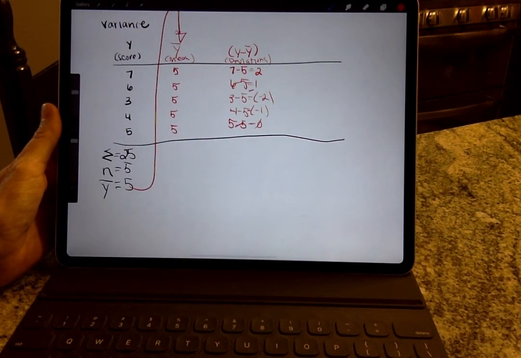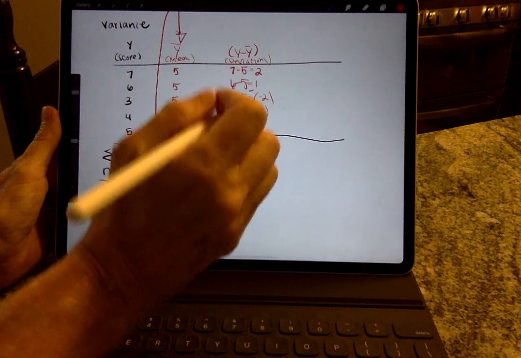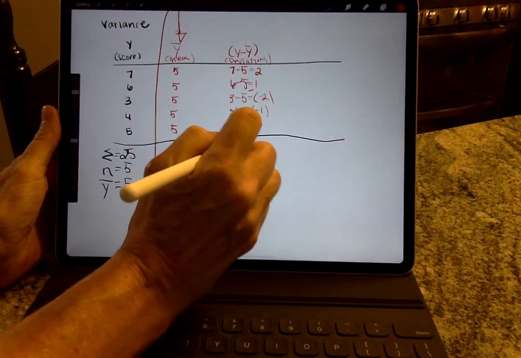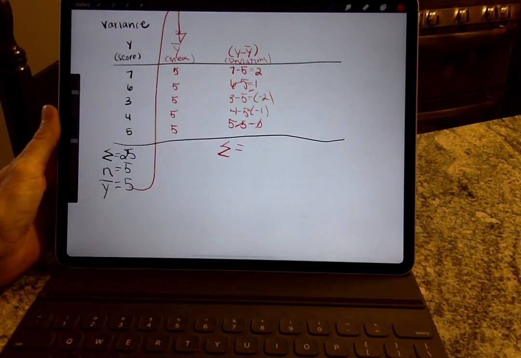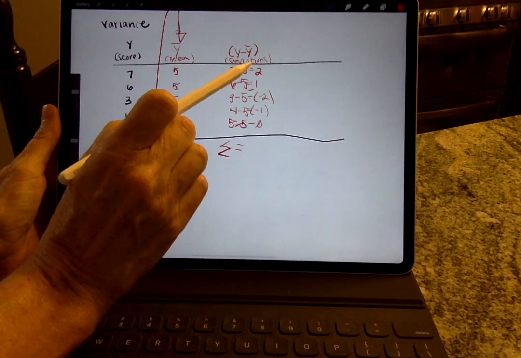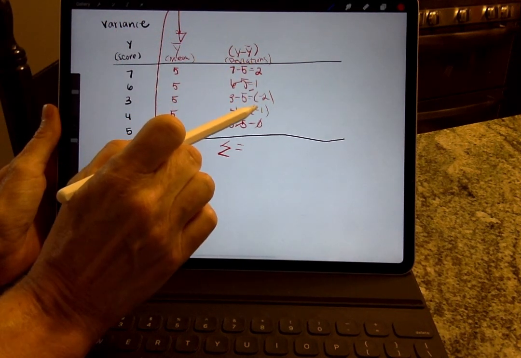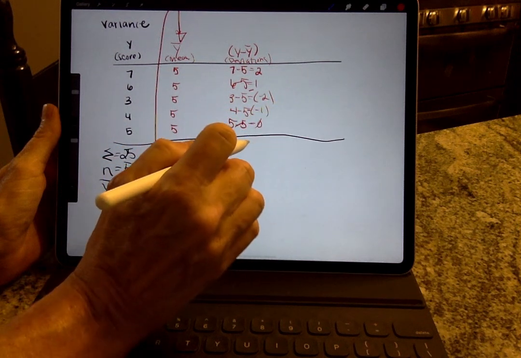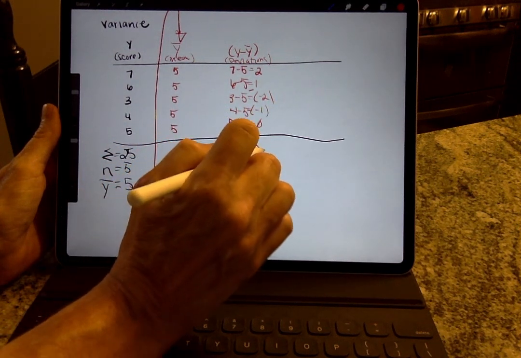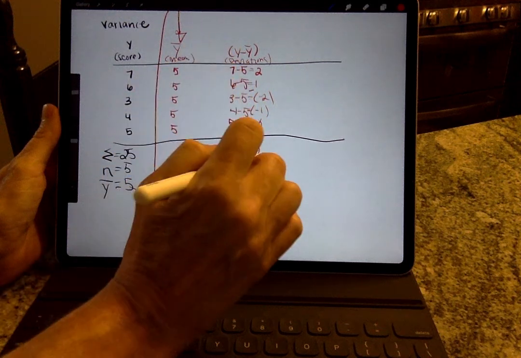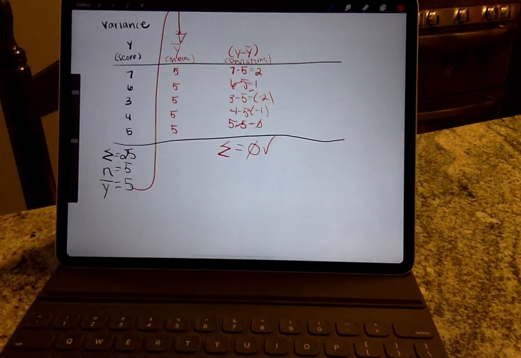All right, so nothing magical there. All we did was take each one of these scores and subtract the mean. Now we are going to add up all 5 of those deviations. So 2 plus 1 minus 2 minus 1 plus 0 is 0. And the sum of the deviations should always be 0. So this is a good check.